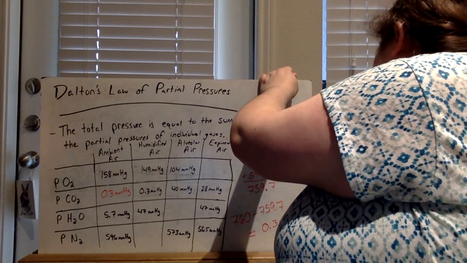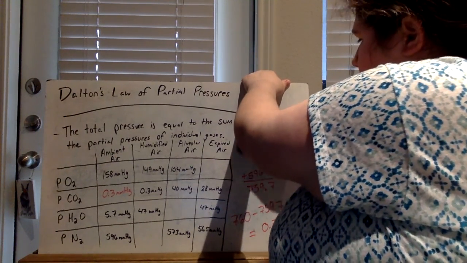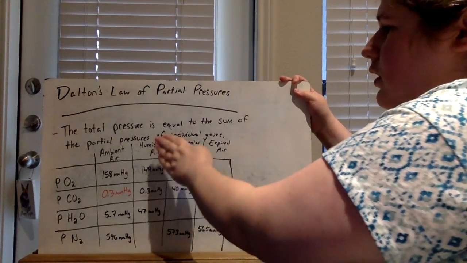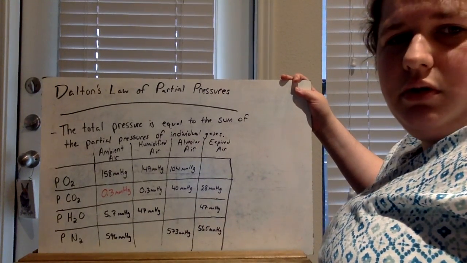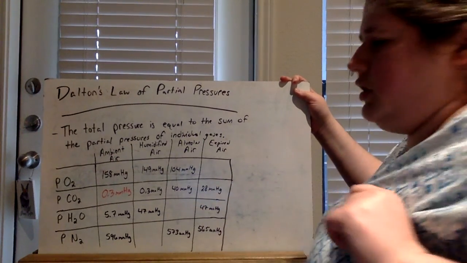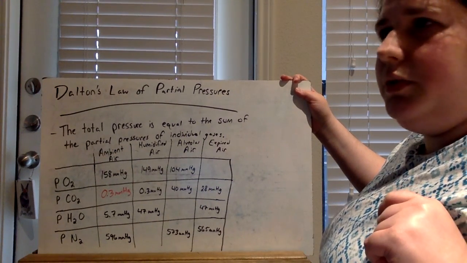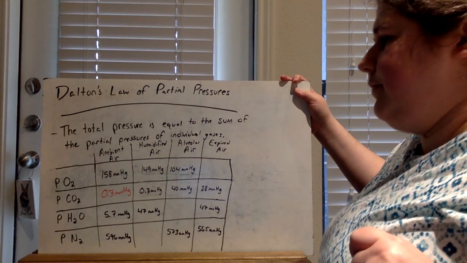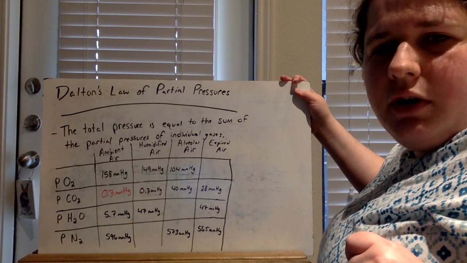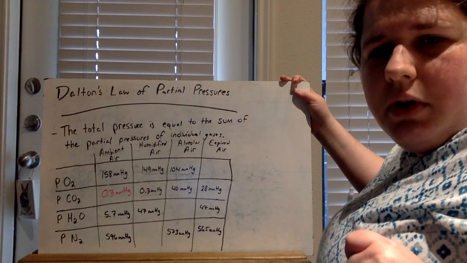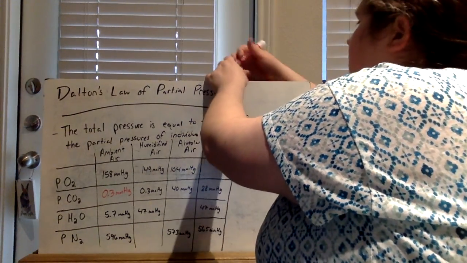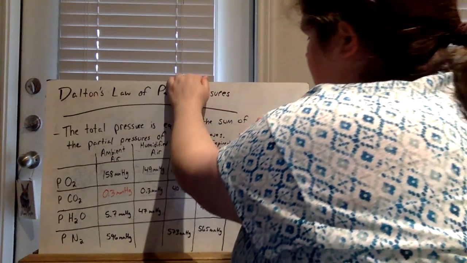Okay, let's do another one. So for each of these problems, you have to be told either all of the partial pressures to find the total, or you have to be told the total to find one of the missing partial pressures. So you have to be told all but one value, no matter what the problem is. So let's look at the next one. Okay, so I'm told that the total pressure of expired air is also 760 millimeters of mercury.